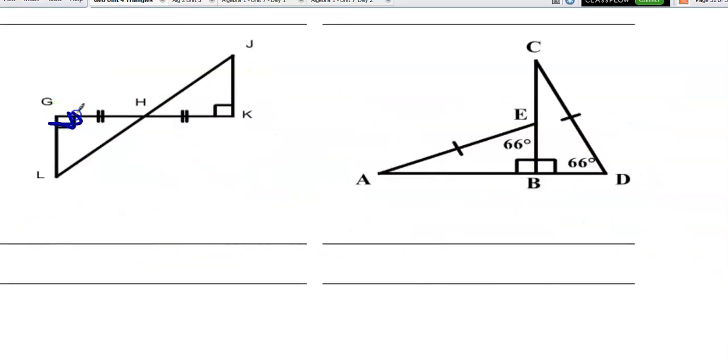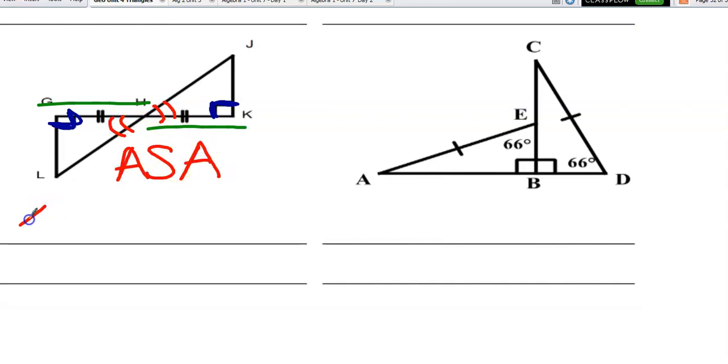All right, let's see what we have here. We have two angles that are congruent. We have a side that's congruent to a side, and because these are vertical, they are congruent. So I have angle, side, angle. And now I have to prove that the triangles are congruent to each other. So let's figure this out.